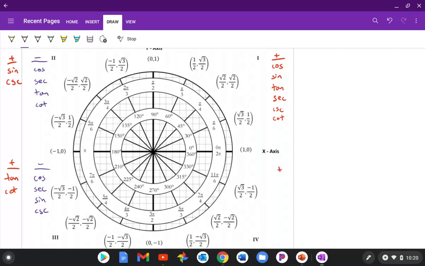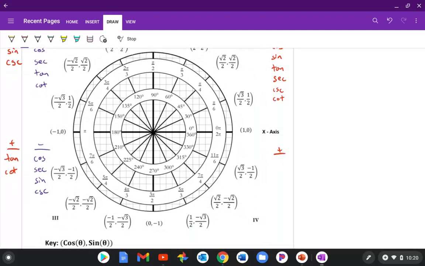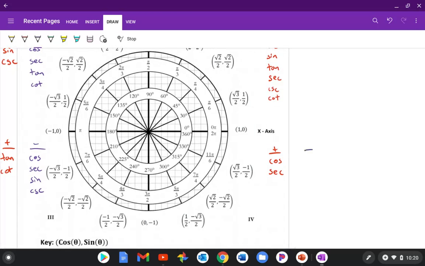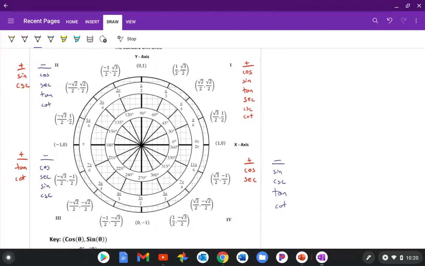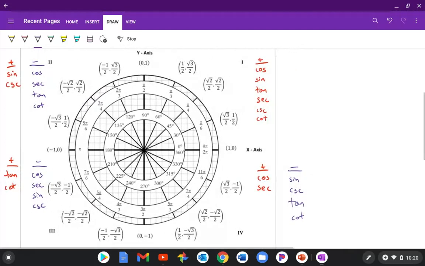And in the fourth quadrant, we've got the x's as positive, so that means the cosine and also the secant. And negatives, well, y is negative, so that means the sine and the cosecant. And if one is negative, the other is positive, that means the tangent is negative and the cotangent is negative. So these are going to be the signs that we'll use in doing this next set of problems.